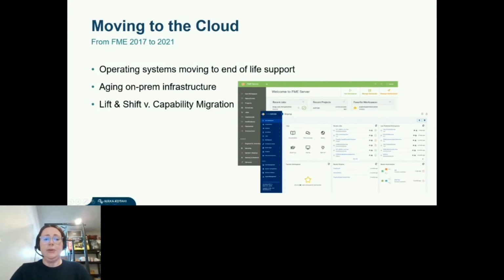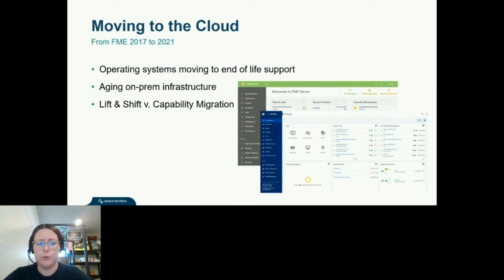As I talked about earlier, with the high rate of change at Waka Kotahi and the growth and uptake of geospatial tools and technology, the FME environments had to keep up to ensure stability for a dynamic ecosystem. This came to a head in early 2020 when we were confronted with infrastructure and operating systems moving to end-of-life support and aging on-prem infrastructure, which would imminently be switched off.